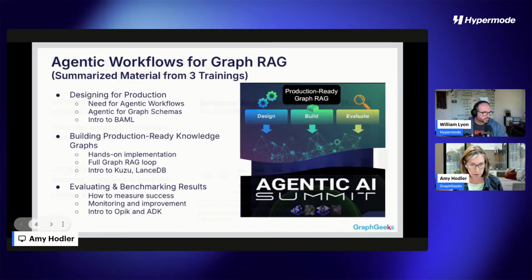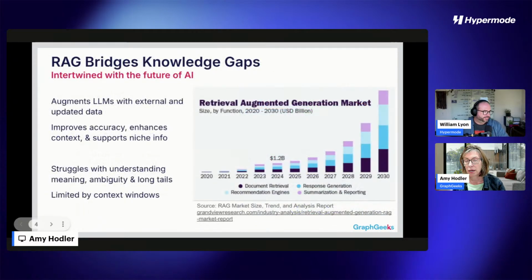Make sure I can progress. Yes, I can progress. We started off by looking at the level set of interest. I did a little bit of research to figure out what the market looks like for GraphRAG. And not surprisingly, it looks like it's huge and going to be large in general.